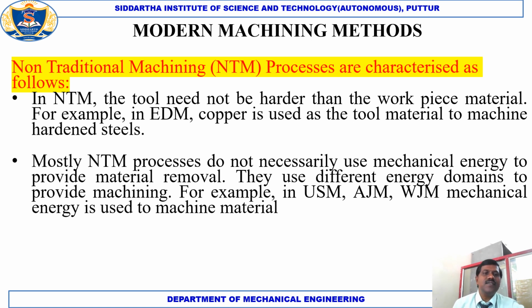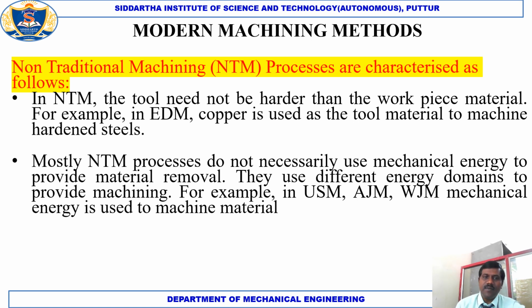And another point is in case of these modern machining methods or non-traditional machining methods, the tool need not be harder than the workpiece material. For example, in case of the traditional machining process, whatever the tool we are going to use to remove the material from the workpiece, the tool hardness should be stronger or harder than the workpiece material. But in case of the non-traditional machining methods or modern machining methods, it is not required. We can use less hard cutting tools in order to remove the material from the high hardness materials also.